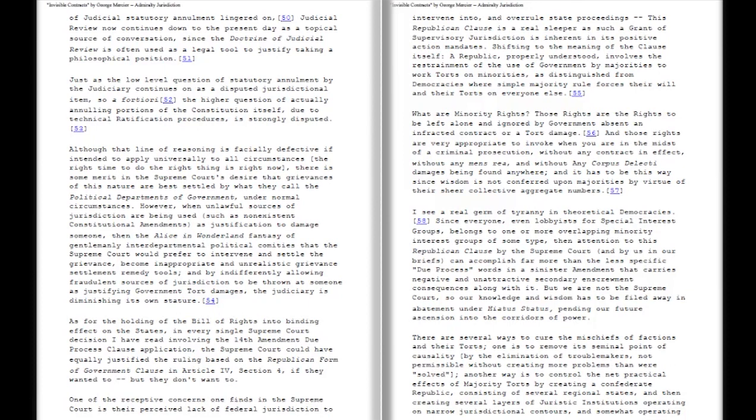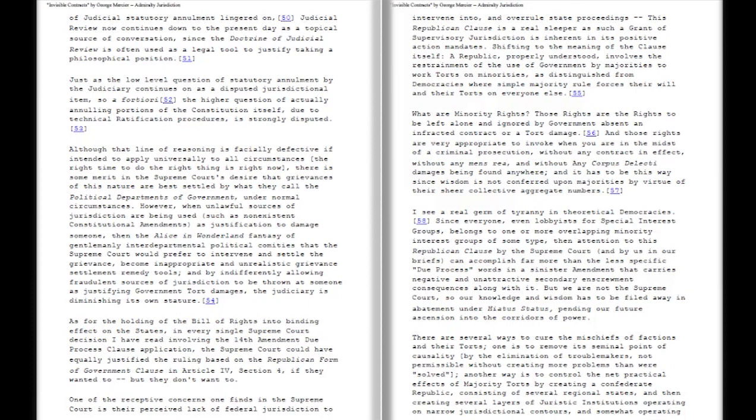55. What are minority rights? Those rights are the rights to be left alone and ignored by government absent an infracted contract or a tort damage. 56. And those rights are very appropriate to invoke when you are in the midst of a criminal prosecution, without any contract in effect, without any mens rea, and without any corpus delicti damages being found anywhere, and it has to be this way, since wisdom is not conferred upon majorities by virtue of their sheer collective aggregate numbers.